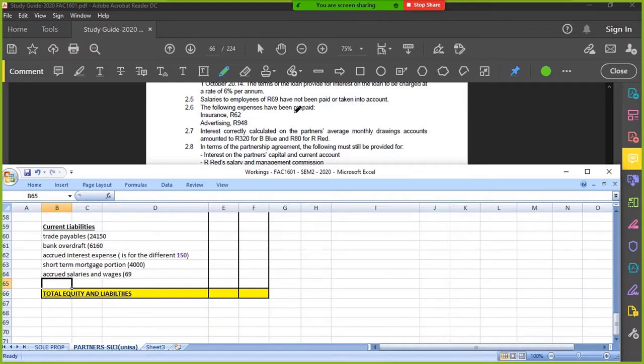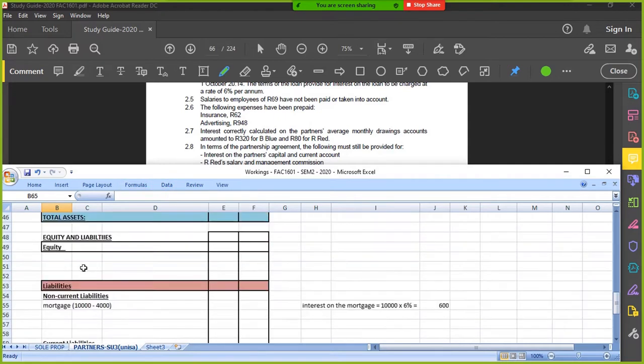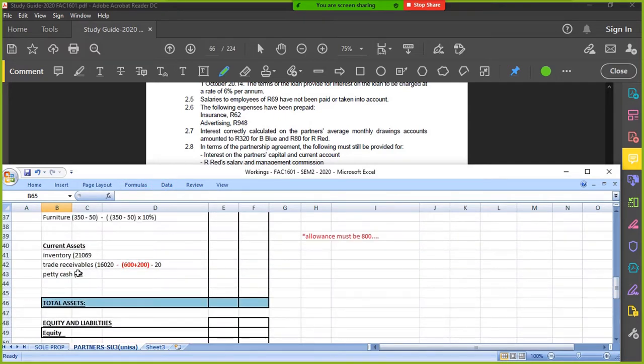Prepaid expenses are assets. So you debit the prepaid expense, you credit the insurance, you credit the advertising. See how important it is to understand the workings. Okay, if you're crediting the insurance, you're reducing it. All right, let's first show the prepaid expense here because I've got it here. There, current assets. Let's write it down. Prepaid expenses. I'm going to show the two together. In brackets, I'm going to show the insurance of 62 plus the advertising of 948. Okay, do you see that?